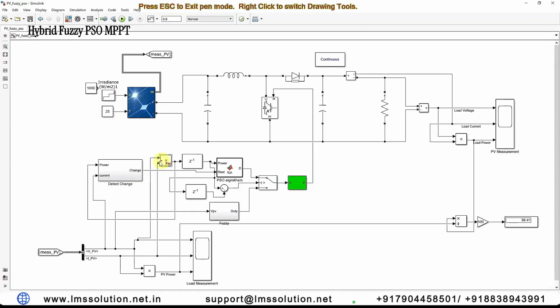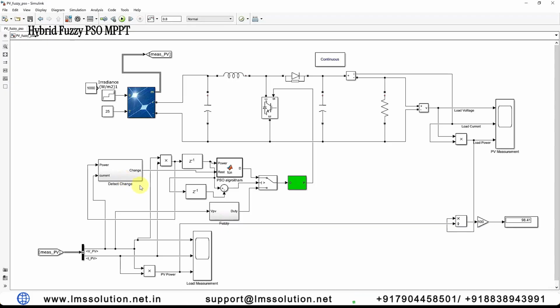Here you can see that we are calculating the power by means of the PV voltage and the PV current. This detect change block is used whenever there are any changes in the irradiation. What will happen is that the power and current of the PV panel are going to change, and that should be detected by means of some algorithm. For that only we use this detect change algorithm.